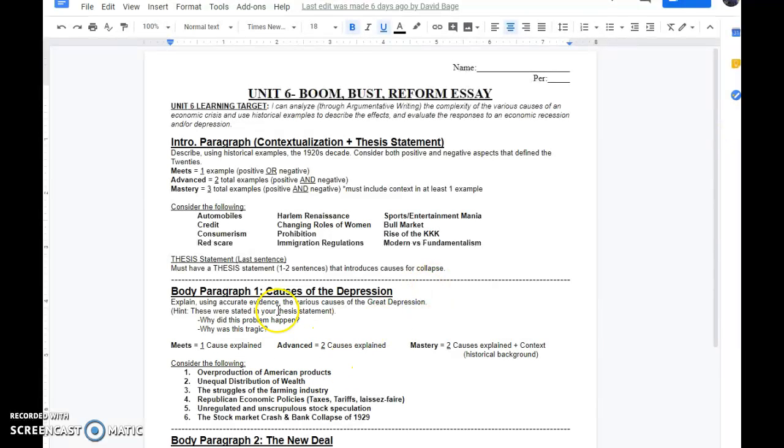When I come back, we'll describe more about that second paragraph, but I want to see everybody as sort of a formative assessment get a start on this intro paragraph piece.